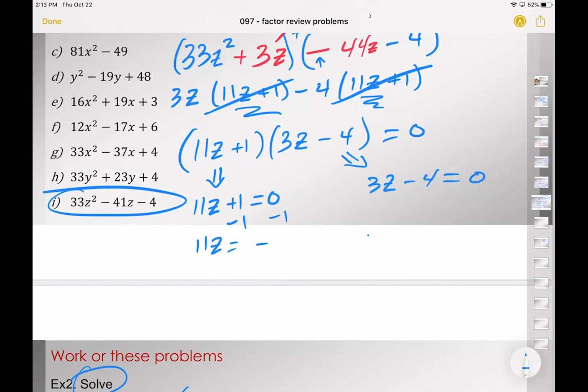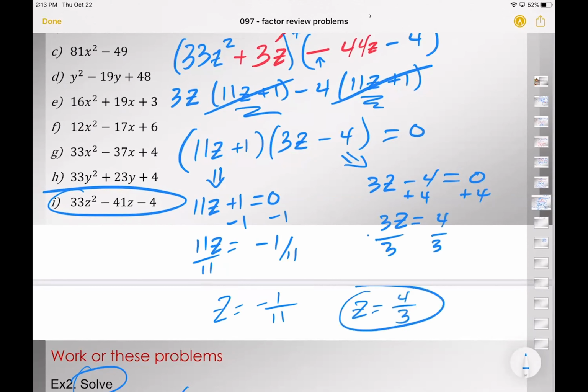11z equals -1. I divide by 11 to give me z equals -1/11. On this side, I need to add 4. I have 3z equal to 4, divided by 3. I have z equals 4/3. So this is my two answers. We're looking for two answers, and this is the two answers we have, okay?